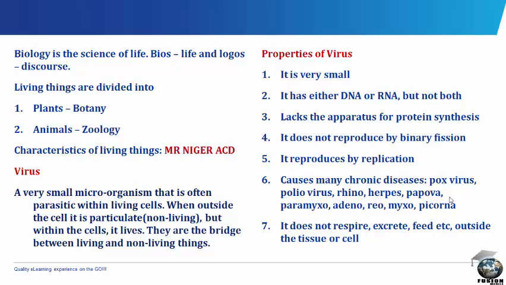However, living things have characteristics which are enshrined in the acronym Mr. Niger ACD. M is for movement, R for respiration, N for nutrition, I for irritability, G for growth, E for excretion, R reproduction, A adaptation, C competition, D death.